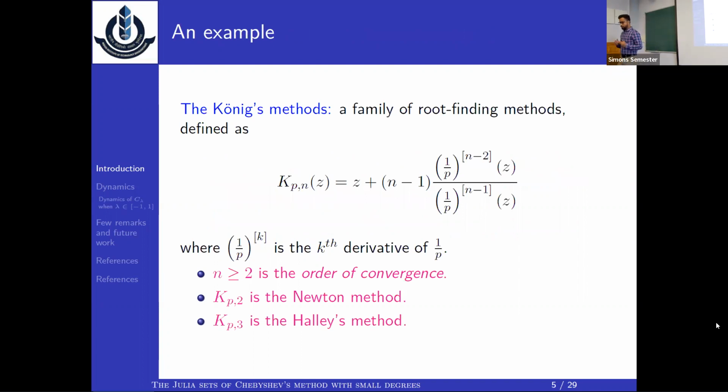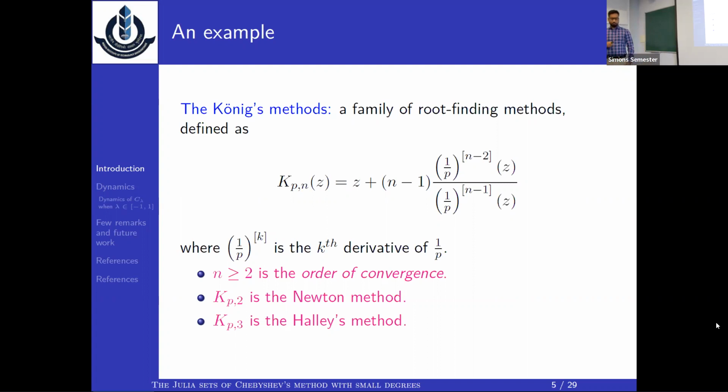There are several root finding methods. In fact, there are several families of root finding methods. One of them is the conics methods. It is defined with this formula. Note that here n greater or equal to 2 is the order of convergence. And the first member of this family is the Newton method, which is one of the most classical and broadly studied root finding methods.